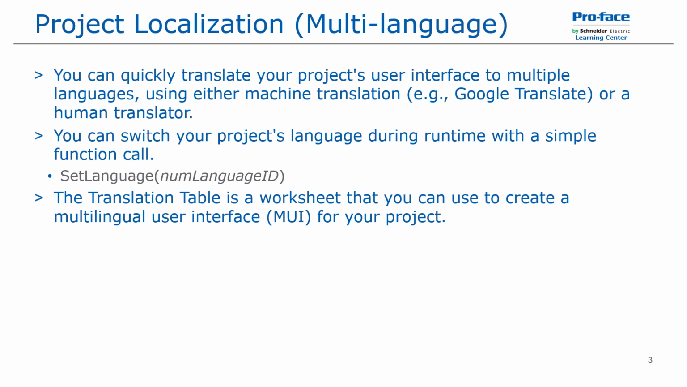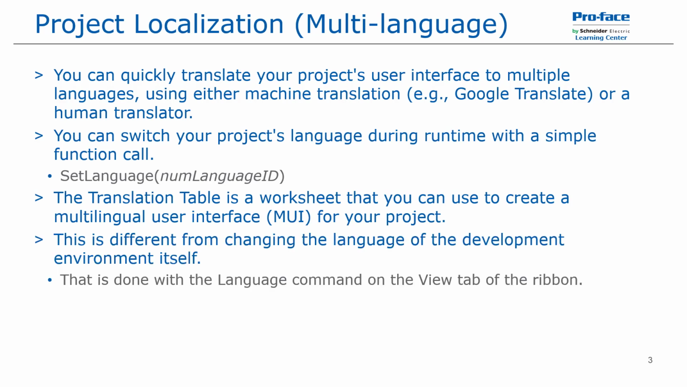The translation table is a worksheet that you use to create the multilingual interface, or MUI, for your project. This is different from changing languages of the development environment itself. That language change is done inside of the language command on the View tab of the ribbon.